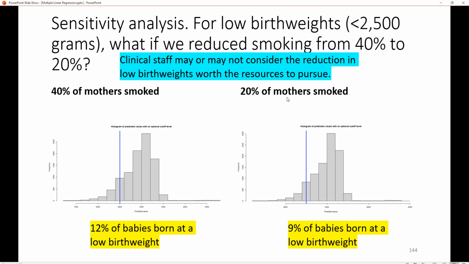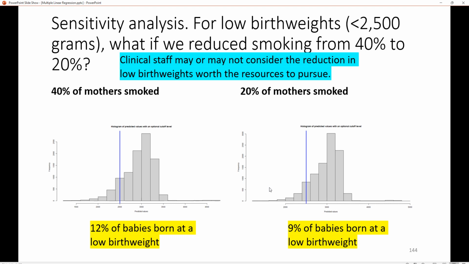And on the right side, we modified our data set so that 20% of mothers smoked. And so on the left side, if we had 40% of mothers that smoked, and our goal was to have birth weights that were above 2,500, we'd see that when we have 40% of mothers who smoked, 12% of babies are born at a low birth weight that's under 2,500 grams.